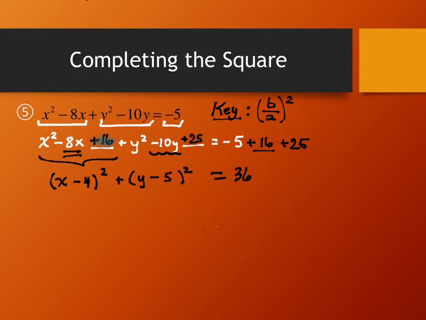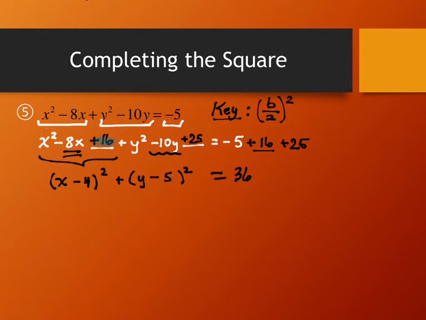All right, so now if we were asked to do that, I'm not asked on this one, I will be in a moment, but if I were asked, I could find the center. It would be 4, 5, like the ordered pair 4, 5. I could find the radius. It would be the square root of 36, which is 6. So we can find all of that because we completed the square to get it into this standard form.